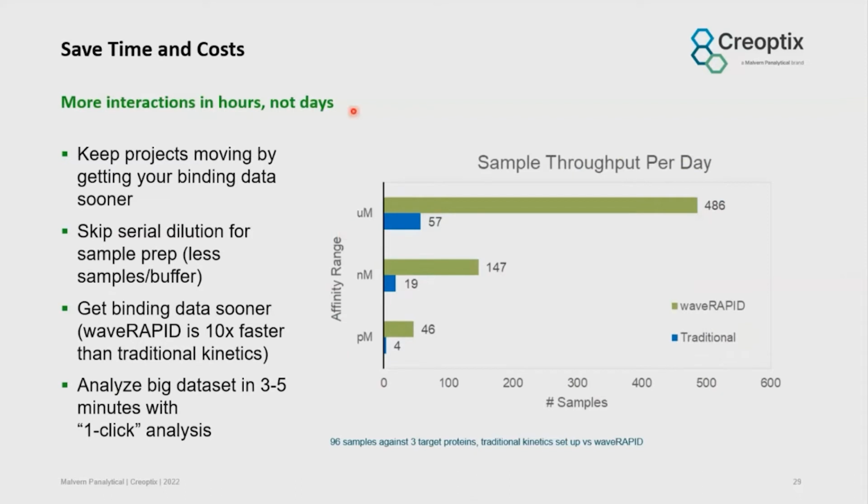So waveRAPID is really about a saving in time and costs. You have more interaction in hours and not days. We can keep projects moving by getting your binding data sooner. We're skipping the serial dilution, so just one injection. We say that we can get binding data much sooner. So waveRAPID is 10 times faster compared to traditional kinetics, and we can analyze our data very quickly.